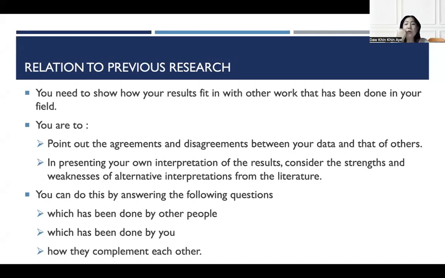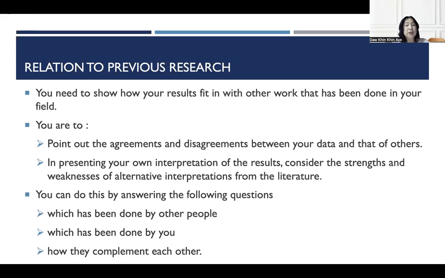Now, you need to show your results fit in with other work that has been done in your field. Now, you are to point out the agreement and disagreement between your data and the data of others. In presenting your own interpretation of the result, consider the strength and weakness of alternative interpretation from the literature as well. Now, you can do this by answering the following question.